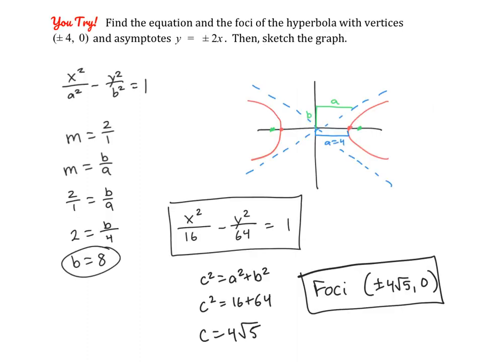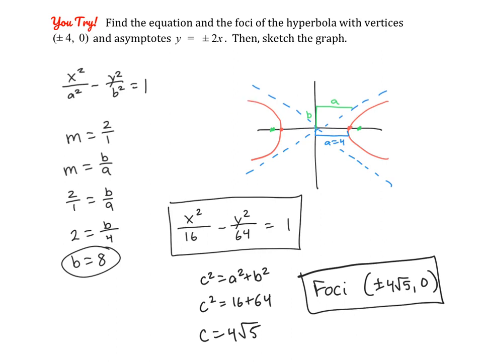All right, go ahead and check your answers. So here again, based on where your vertices are, we know this is a horizontal hyperbola, so it should have this form. We can also tell what the a value is based on the vertices, so a is 4. And then we are told the asymptote equation. So the slope of one asymptote is 2 over 1. We can see that right here.